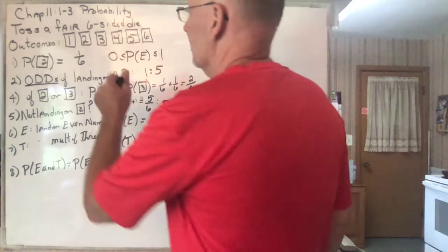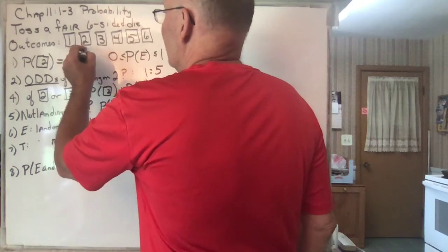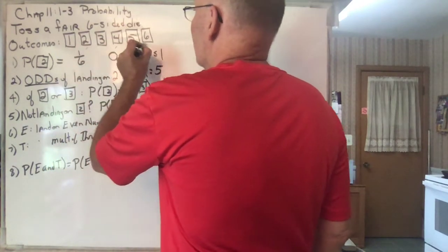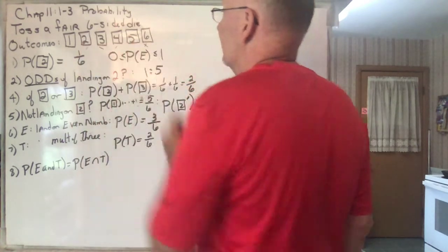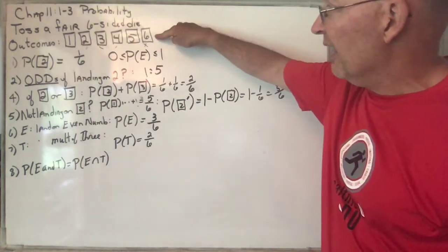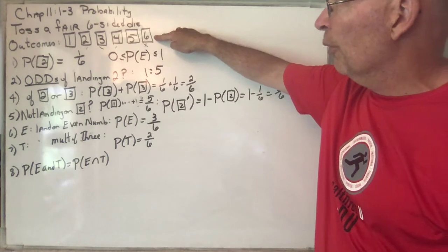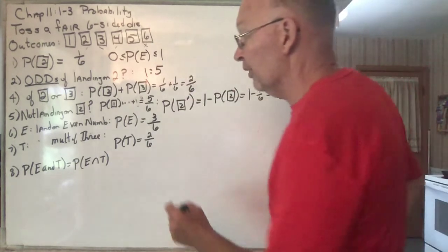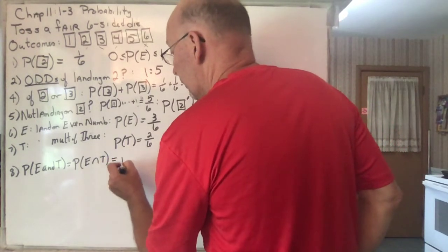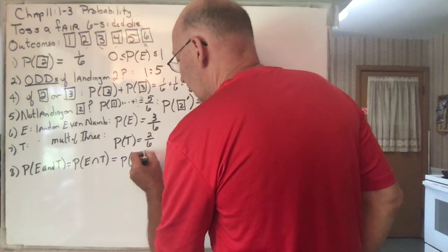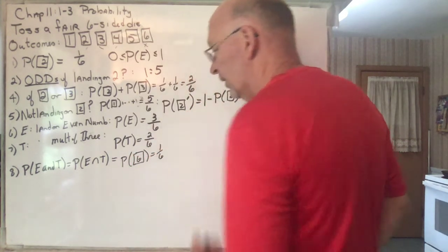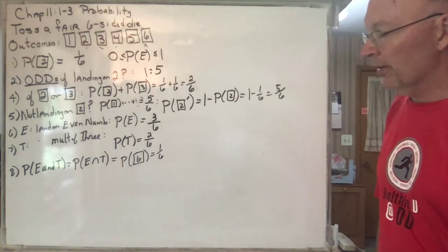Well, let's see. Let's figure it out. These were your even numbers right there. And these are your multiples of 3 right there. And so there's exactly one of them, which is both an even number and a multiple of 3. So that's the probability of getting the 6, and that's equal to 1/6. Okay?